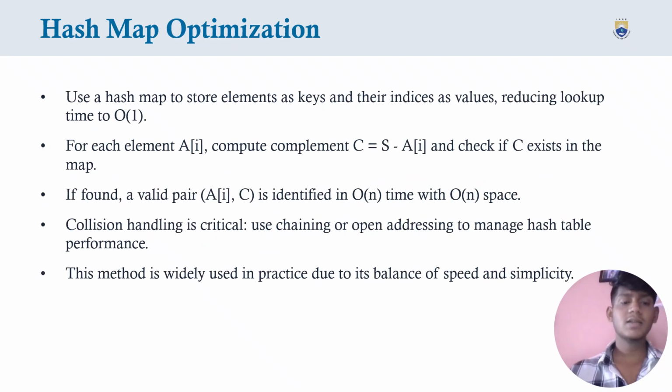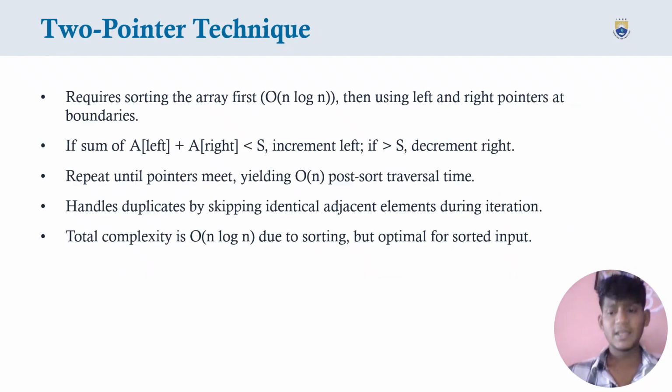Hash map optimization. Use a hash map to store elements as keys and their indices as values, reducing lookup time. For each element, compute the complement C is equal to S minus a_i and check if C exists in the map. If found, a valid pair is identified in O(n) time with O(n) space. This method is widely used in practice due to its balance of speed and simplicity.